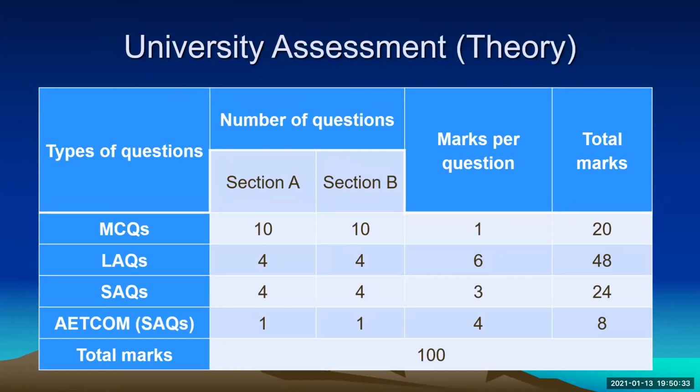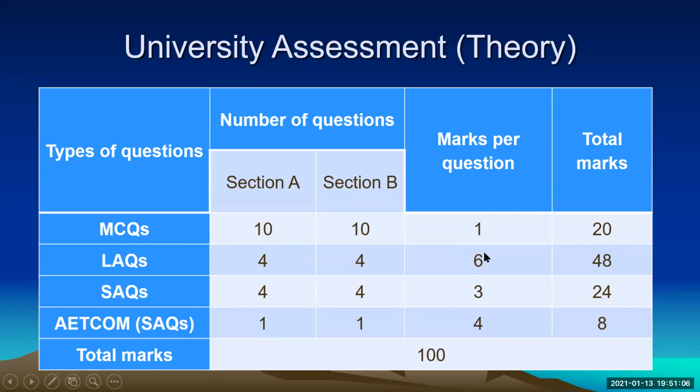Now regarding the university assessment, we know that there will be one theory paper of 100 marks. Previously it was of 40 marks, but now it will be of 100 marks. So again it can be devised in any structure. Here I have showed it like this. So we can have two sections where it is given that the MCQs should not constitute more than 20%. So we can have 20 MCQs, 10 in each section. Then we can have 4 long answer questions in each section.